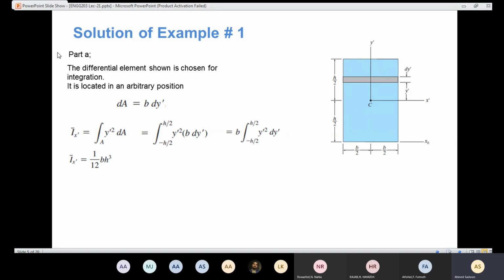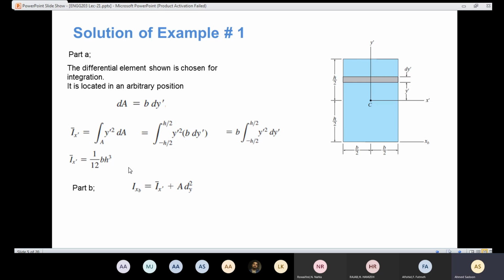So here is the first part only. In the second part, we need to determine the moment of inertia about this axis. Now I know the moment of inertia about this axis, and it's required to determine the moment of inertia for this axis. In this case, I'm going to use the parallel axis theorem. I'm going to take advantage of knowing the value of the moment of inertia at that axis here.